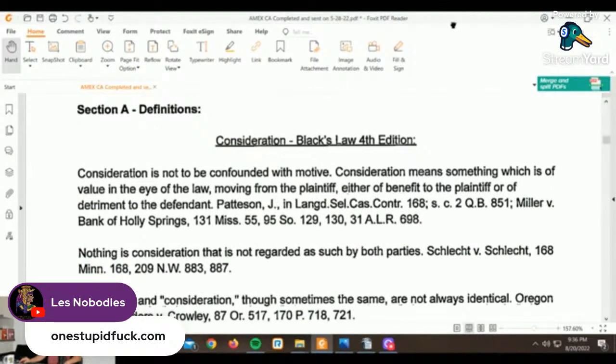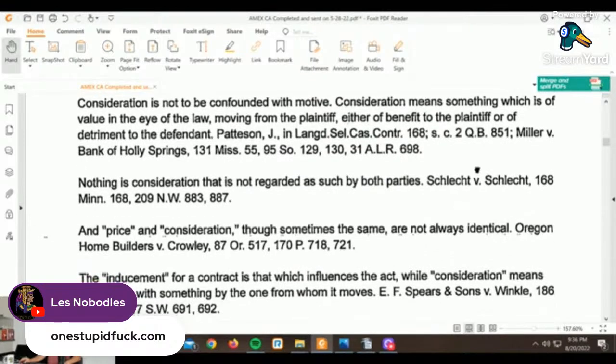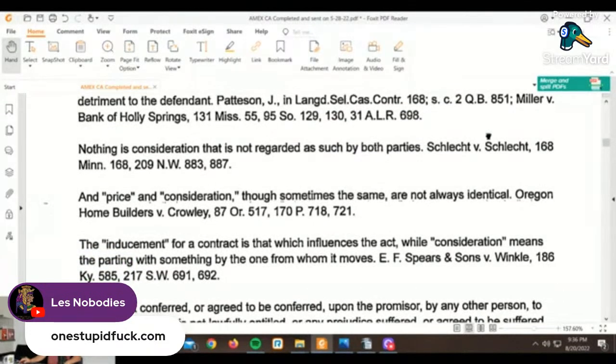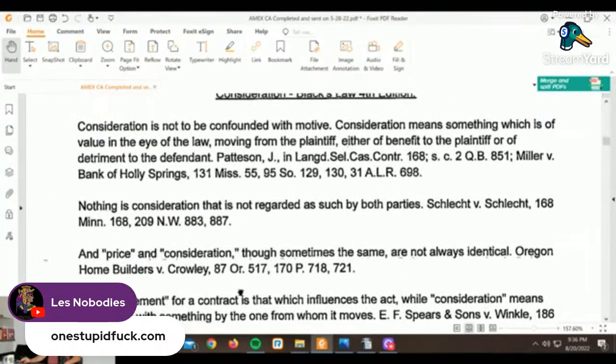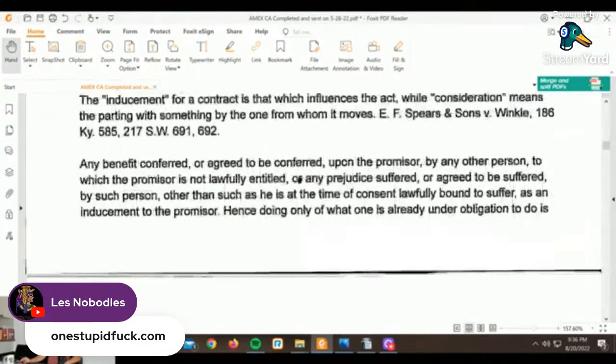Then we go into section A, definitions. Definition number 1, the most important definition, consideration. So these are some various definitions of the word consideration, right? That I handpicked myself from Black's Law that I felt applied to this particular situation, okay? 4th edition, right?